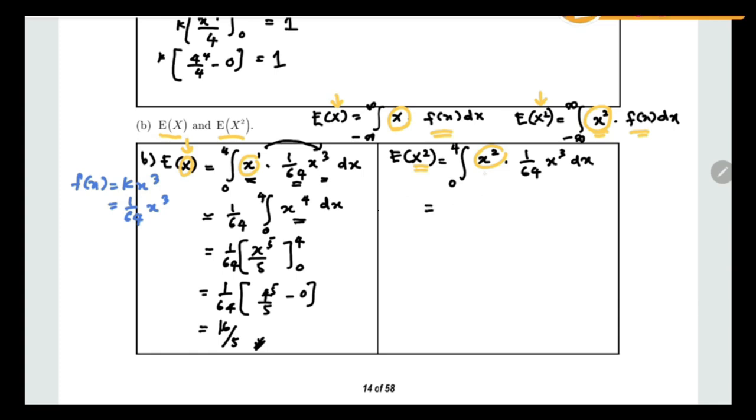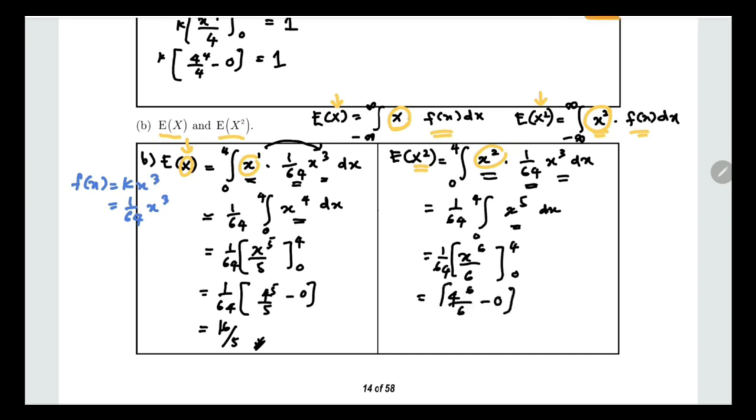So we're going to simplify. x squared multiplied with x cubed, and we have 1 over 64, so I will take out the 1 over 64 outside here. x squared multiplied with x cubed gives x to the power 5, with the limits 0 until 4, dx. We integrate x to the power 5, which gives x to the power 6 over 6, with the limits 0 until 4 and 1 over 64 outside. Then substitute: 4 to the power of 6 over 6 minus 0, with 1 over 64. Then you just calculate. At the end, you will get 32 over 3.